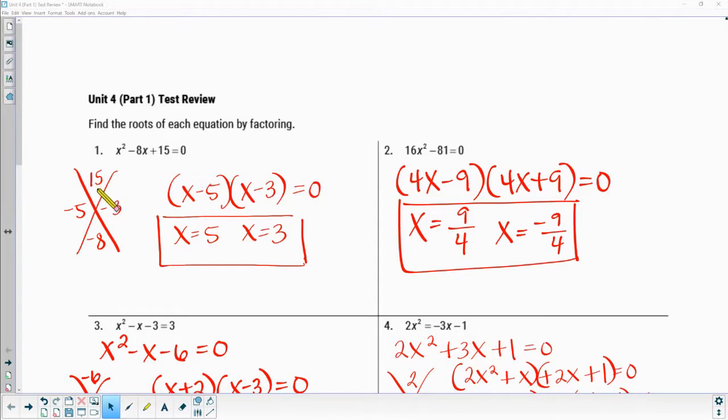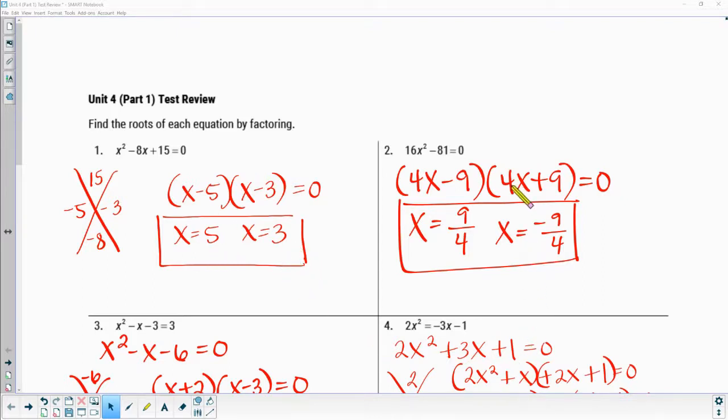Your values should multiply a times c, so that's 15, and add to b, so -8. The two factors that do this are -5 and -3. And notice that my a is currently equal to 1, meaning I can use the shortcut. So I can say my first factor is x minus 5 and my second factor is x minus 3. You will set each factor equal to 0, so you should get x equals 5 and x equals 3.